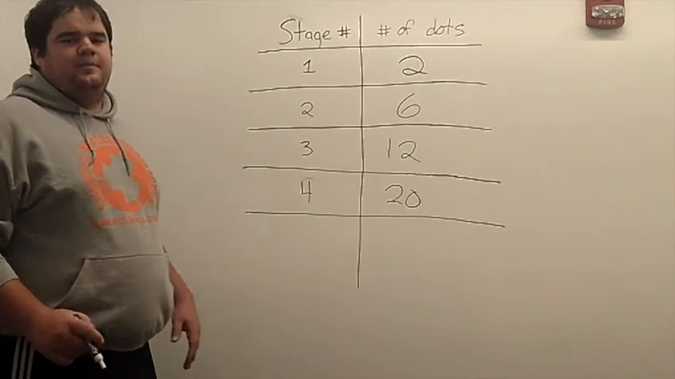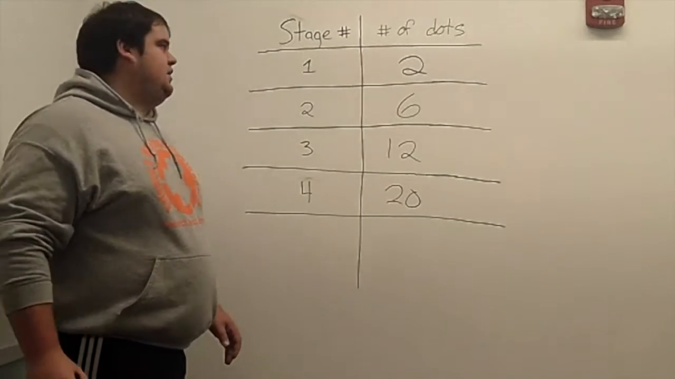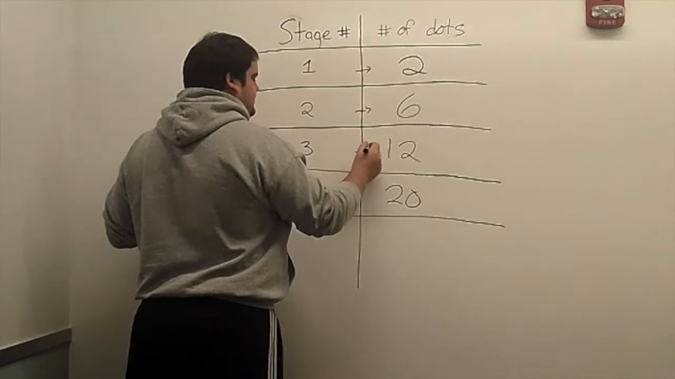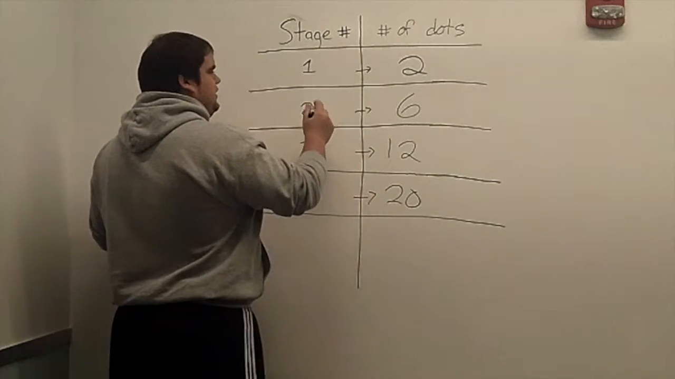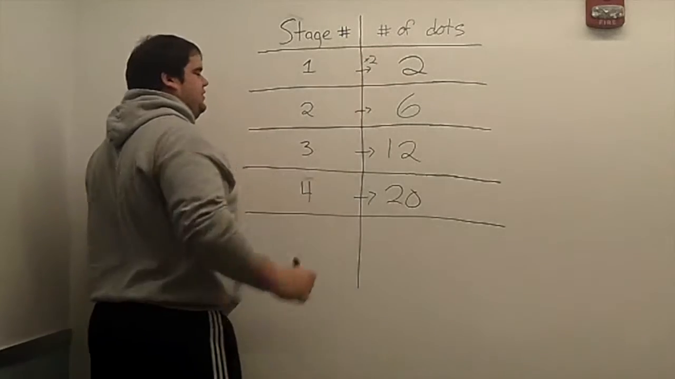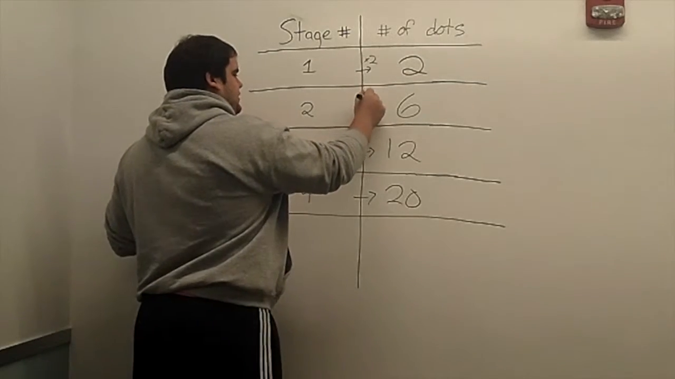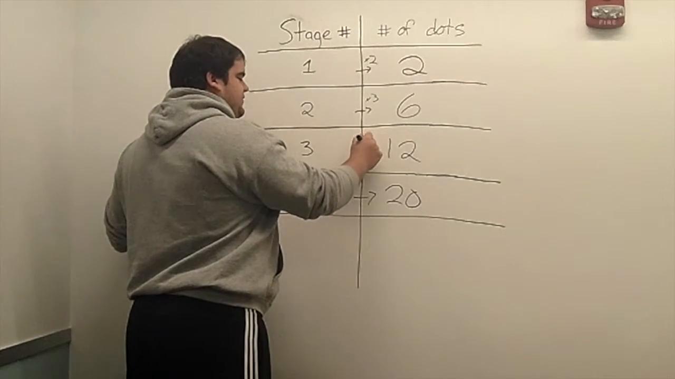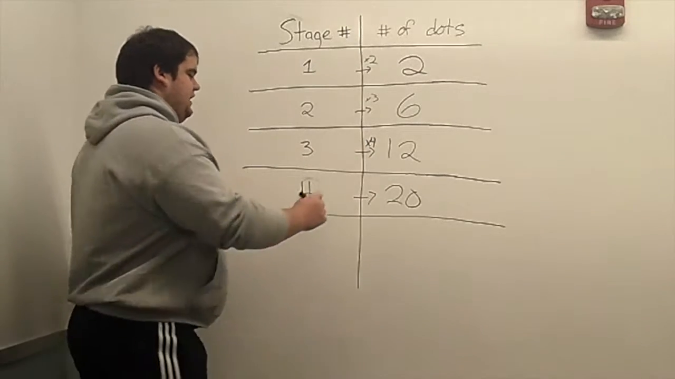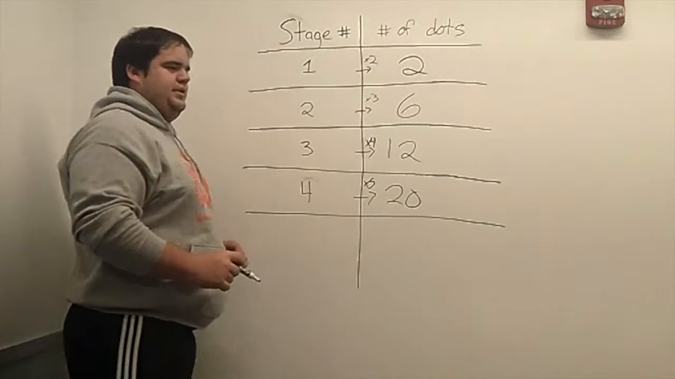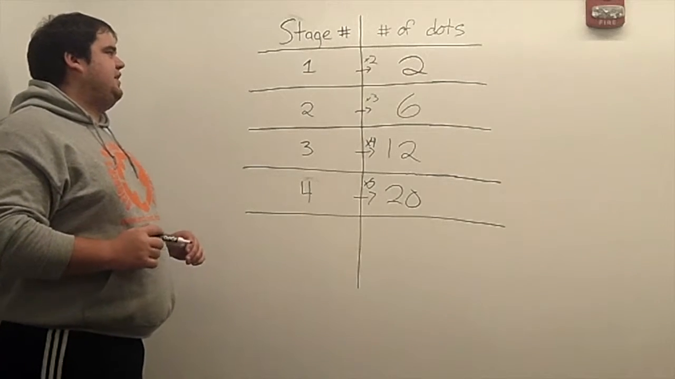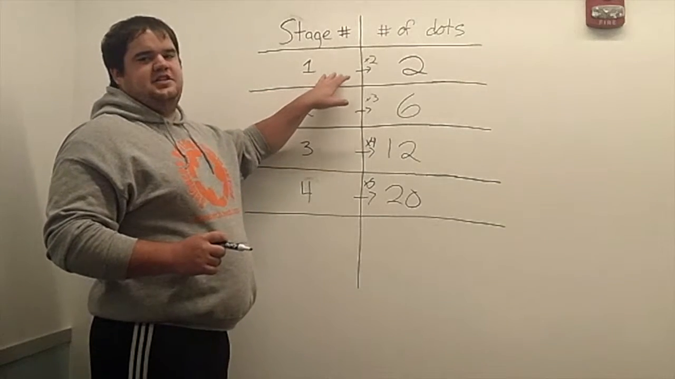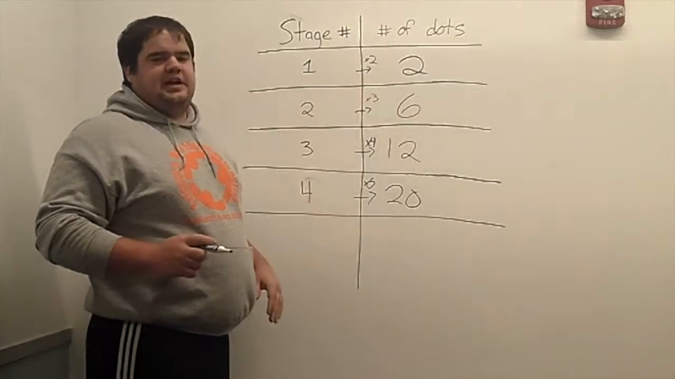From here we can look at this chart and try to see if we notice any patterns. One thing that I see is that 1 goes to 2, 2 goes to 6, 3 goes to 12, and 4 goes to 20. I know that 1 times 2 is equal to 2. 2 times 3 is equal to 6. 3 times 4 is equal to 12, and 4 times 5 is equal to 20. From this, we can see that it looks like the stage number times the stage number plus 1 will give you the number of dots in each stage.